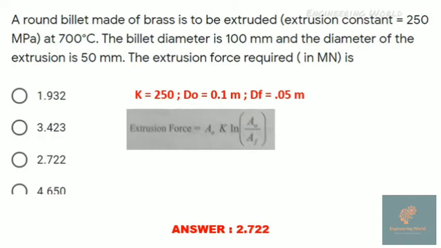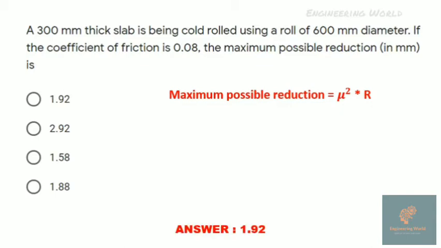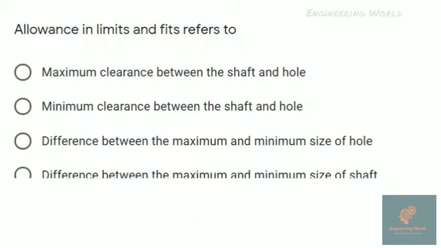So putting all these values in the equation, we get F is equal to 2.722 mega Newton. The next is, a 300 mm thick slab is being cold rolled using a roll of 600 mm diameter. If coefficient of friction mu is 0.08, the maximum possible reduction. Here we put all values in the formula, we get 1.92. This is just a formula based question.